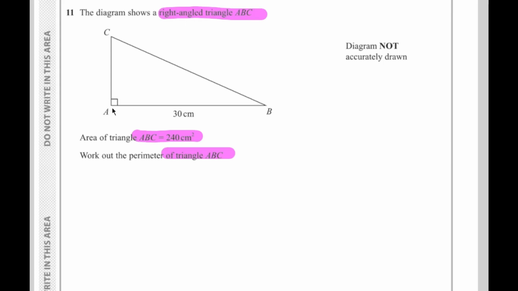So I have only one side, and we've been given a hint here. Several times I've told you that if we've been given a hint, start off with the hint. You are getting 1 mark. So area of the triangle, I know that area equals half into base into height.